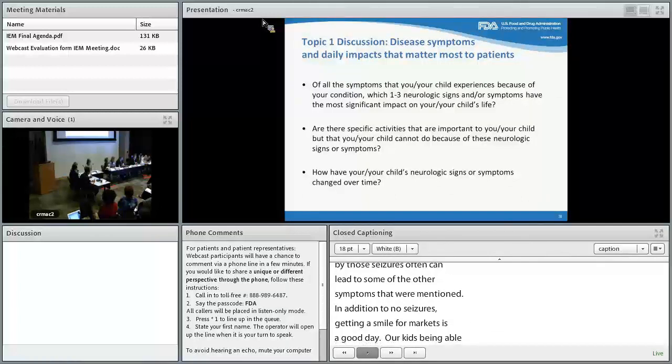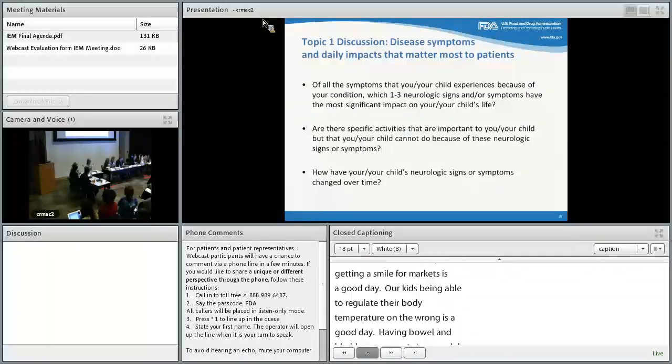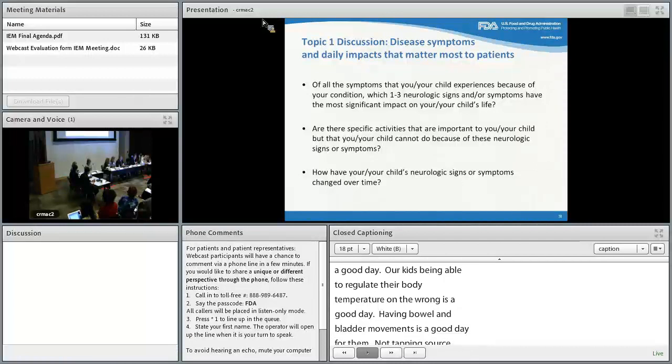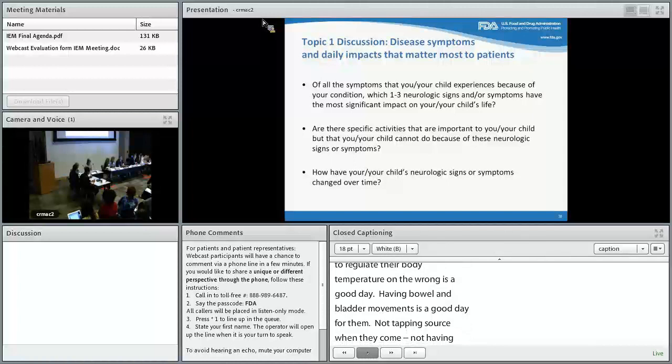Our kids being able to regulate their body temperature on their own is a good day. Having bowel and bladder movements is a good day for them. And not having sores when they come home from school or an outing because their myoclonus has caused them to bang into their wheelchairs, that's a good day too. So just a few things from the perspective of a child later on in a disease.